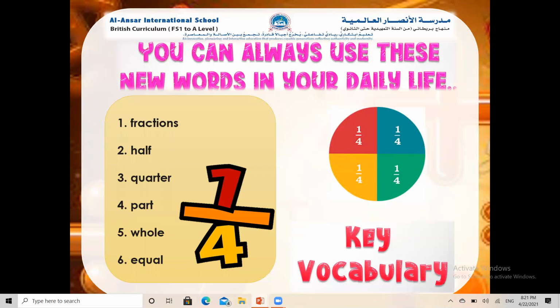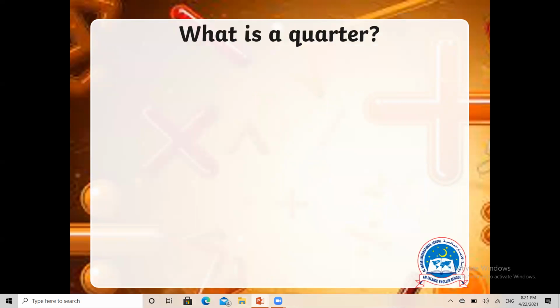For today's lesson, we need the words fractions, half, quarter, part, whole, and equal. Let's get started.